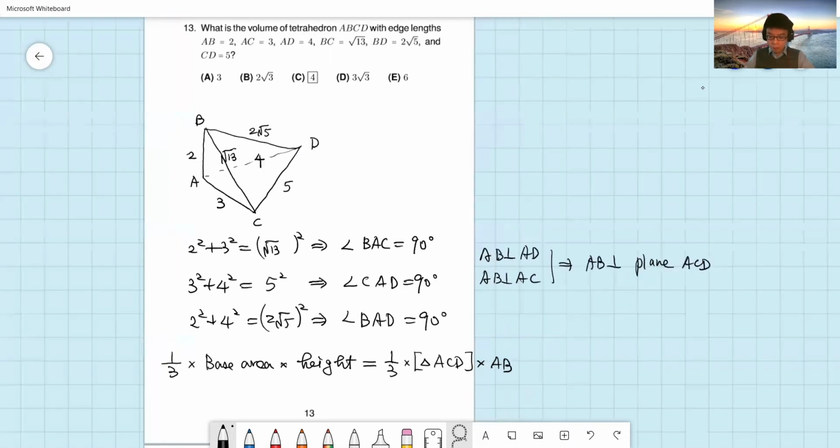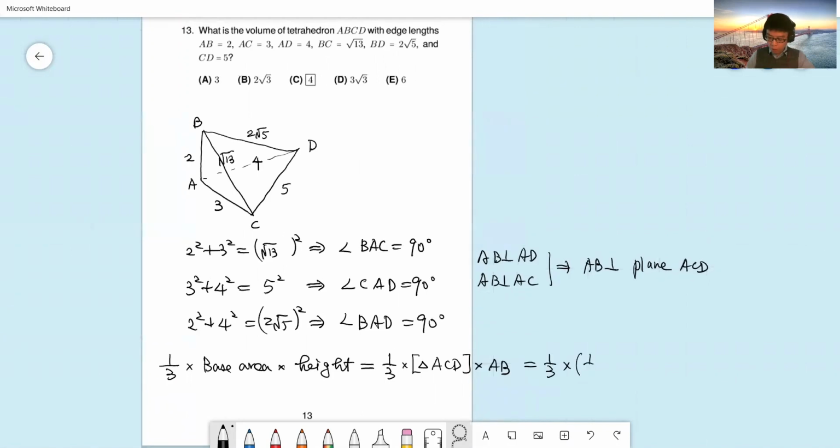We can plug in the numbers to solve for the volume. 1/3, and the area of ACD is a right triangle, so it's 1/2 times 3 times 4. The height is 2. So the answer equals 4. The volume here is 4, which is C.